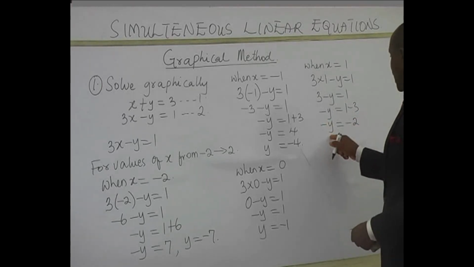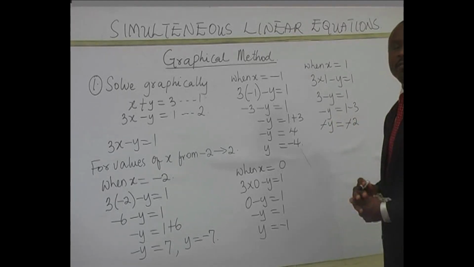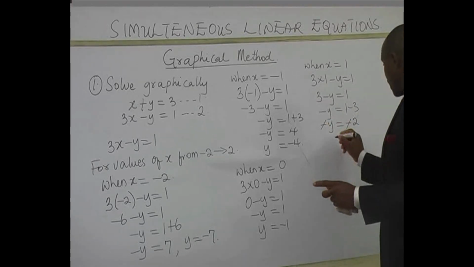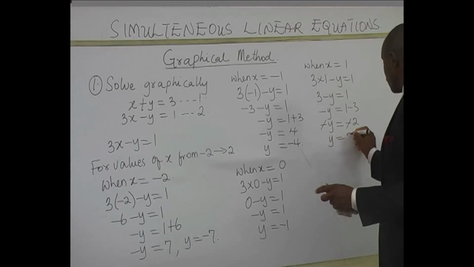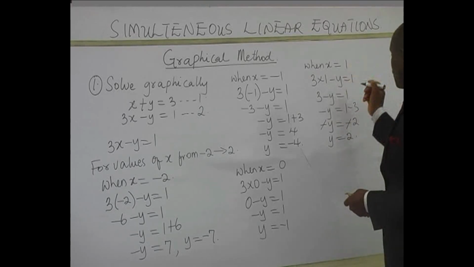If minus y is equal to minus 2, you can cancel the negatives as the coefficient of both numbers on both sides of the equation. That means y is now 2. The next, which is the last, is when x is 2, because after 1 you get 2.